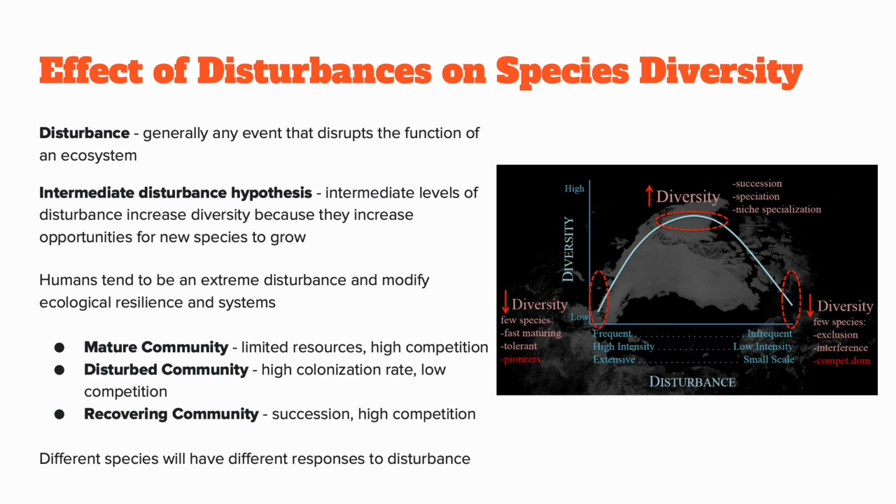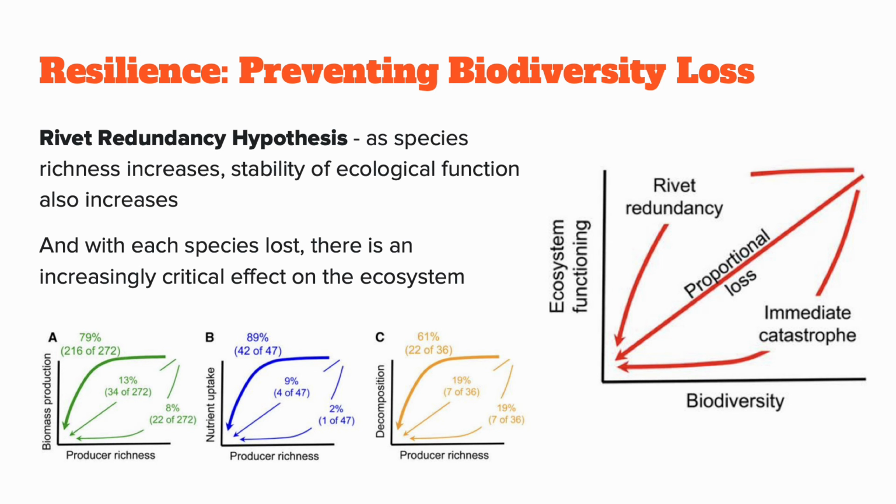Disturbances are generally bad for ecosystems, but we can see from this graph that some level of disturbance is actually good. Even though some disturbance can be good, humans have caused too much ecological stress in our environment. If we continue to remove species diversity, eventually there will be an ecological crash.